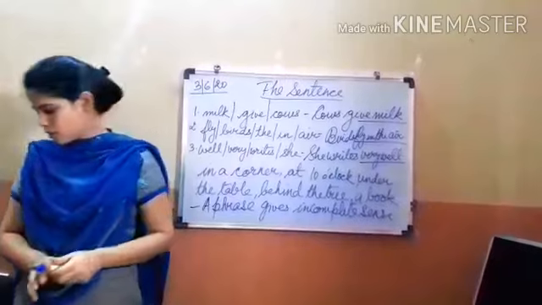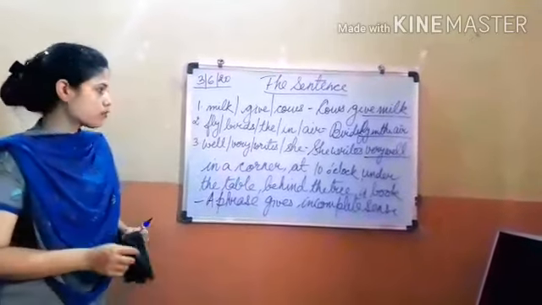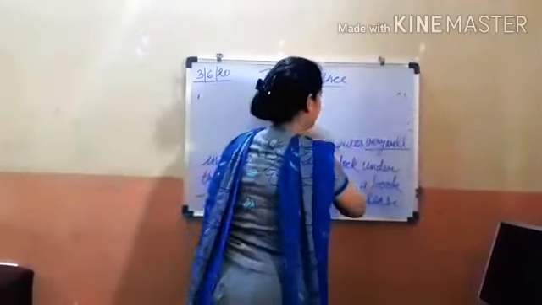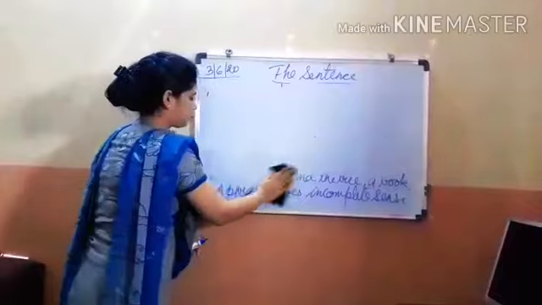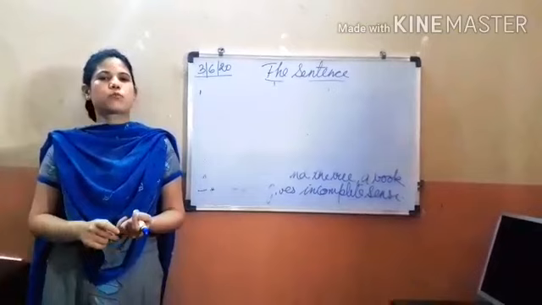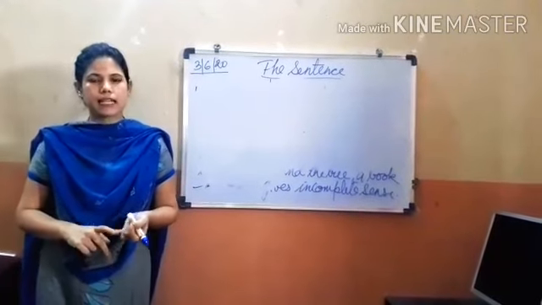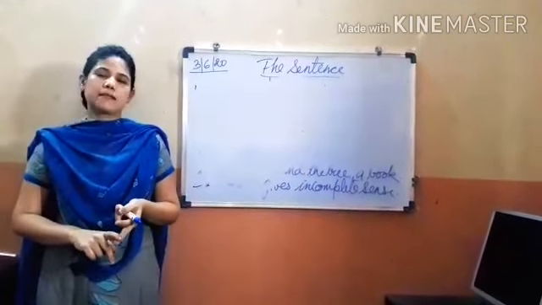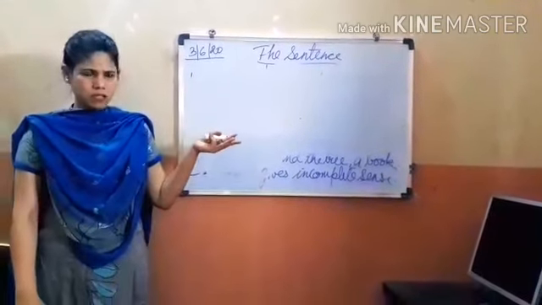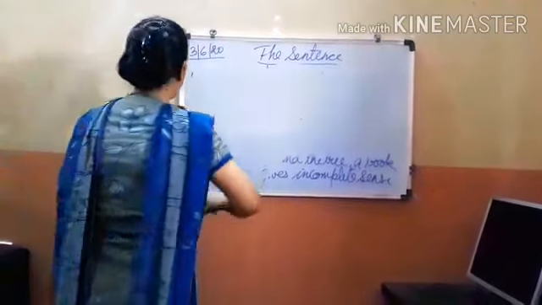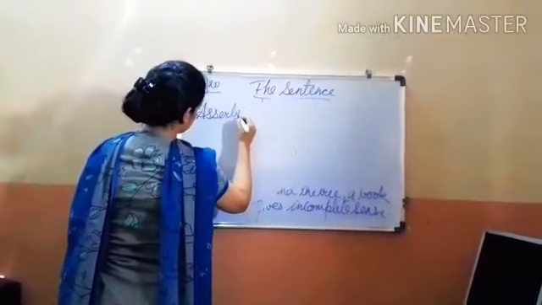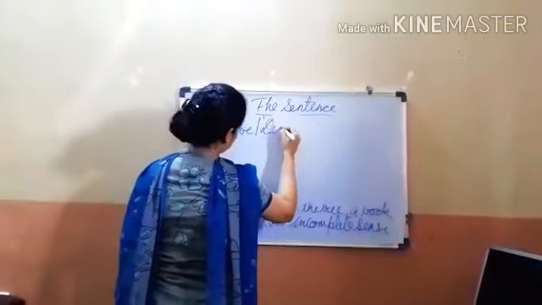Now in the second part, we will see that there are different kinds of sentences. There are basically four different kinds of sentences. First one is assertive or declarative. Second is interrogative. Third is imperative, and last is exclamatory. So one by one we will discuss these sentences. First one is assertive or declarative.